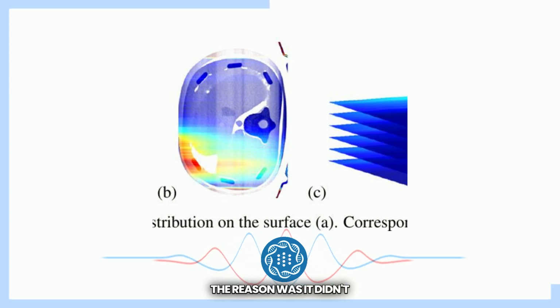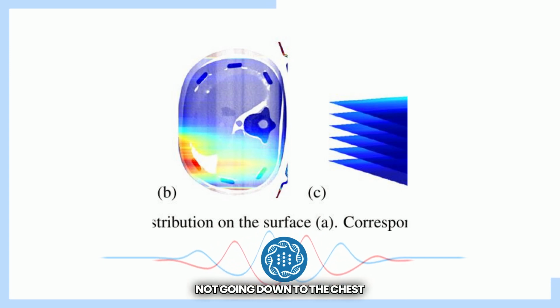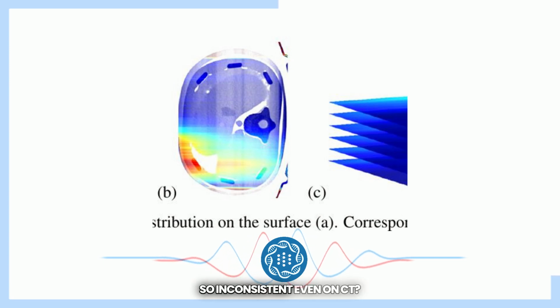The reason was it didn't find the borders on every single slice in the scan, and it kind of stopped segmenting at the neck, not going down to the chest level shown in the scan. So inconsistent even on CT sometimes. In that particular test, yes.